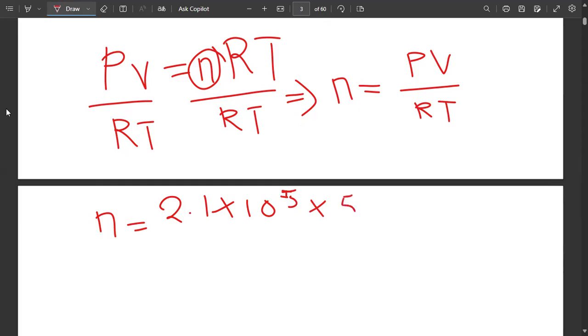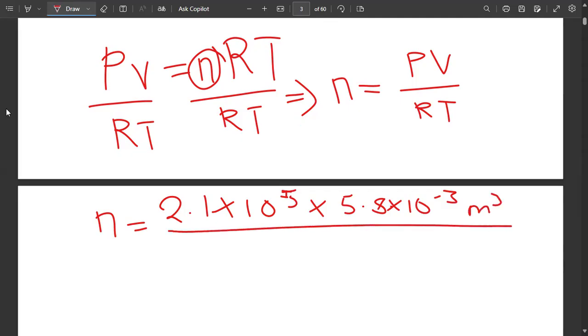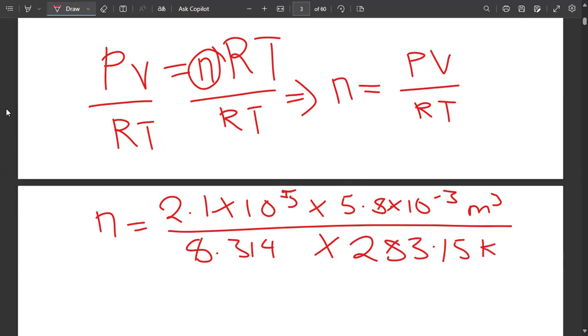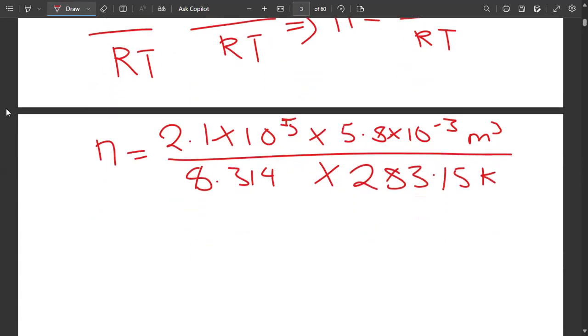They've given us the maximum volume, 5.8 times 10 to the power minus 3 cubic meters, over R, the ideal gas constant, 8.314 joules per mole per Kelvin, multiplied by the temperature. The temperature is 283.15 Kelvin, which is the temperature that we've calculated. I haven't included the units of some of these things, like the pressure in pascals, whilst the gas constant has joules per mole per Kelvin.